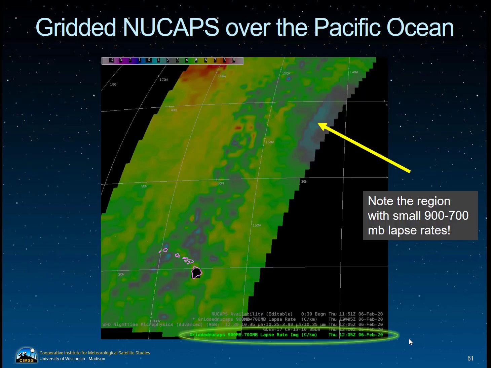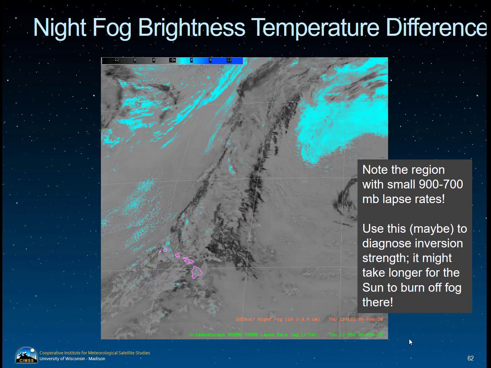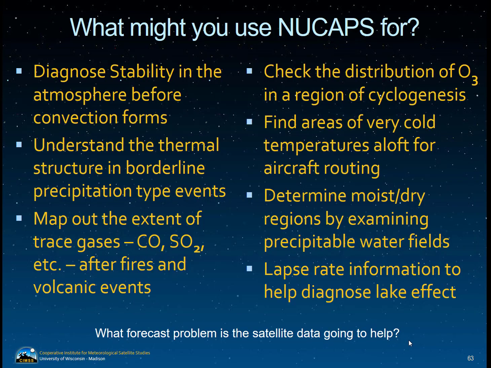Here's another example with lapse rates over the Pacific Ocean, and if you look at the night fog brightness temperature difference there and compare the two, as expected, where you have the low clouds, the stable region. Here's a list, not exhaustive, that shows you some examples of when you might want to use NUCAPS in the forecast process. I'm sure you can think of others.